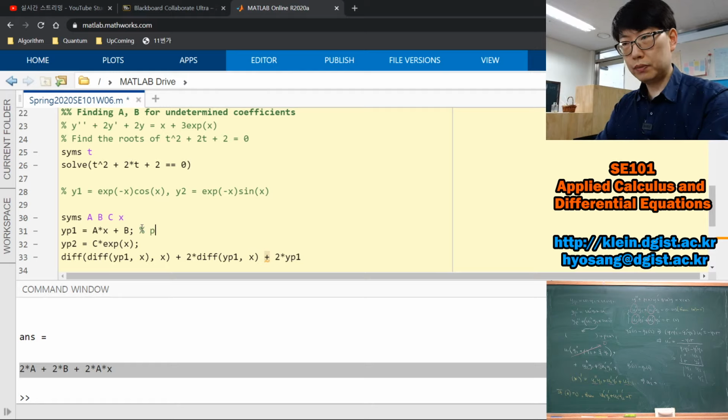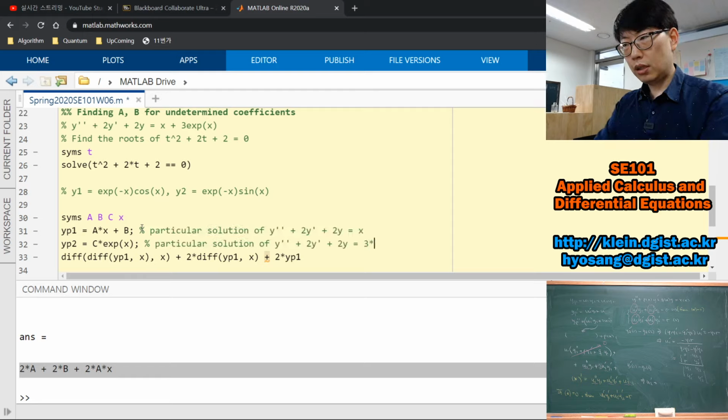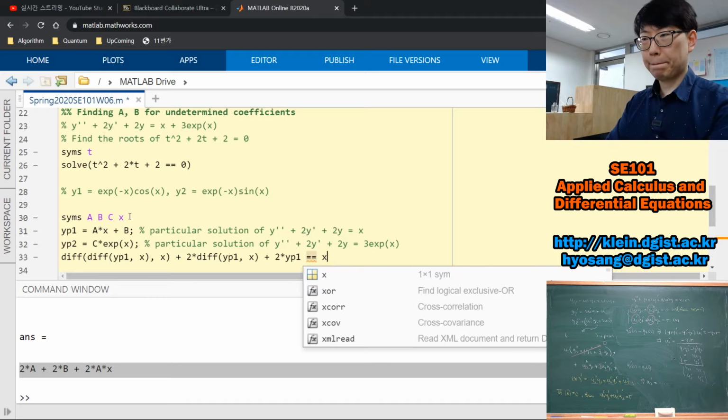So this is the particular solution of y double prime plus 2y prime plus 2y equals x. And this is the particular solution for the 3 times e to the x part. So I want this to be equal to x, okay?